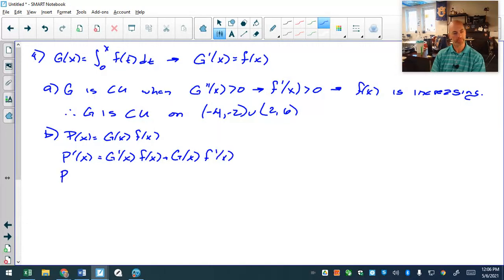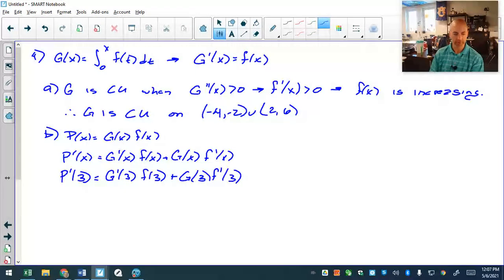P prime of 3 is g prime of 3, f of 3 plus g of 3, f prime of 3. And now I'm going to figure out how I'm going to get those two pieces of information. G prime of 3, g prime is f, and I'm looking at my function f. F of 3 is -3. So g prime is f, and we just figured out f of 3 is -3, so that's cool. G of 3, we're going to have to do a little bit of work and come back to that one.